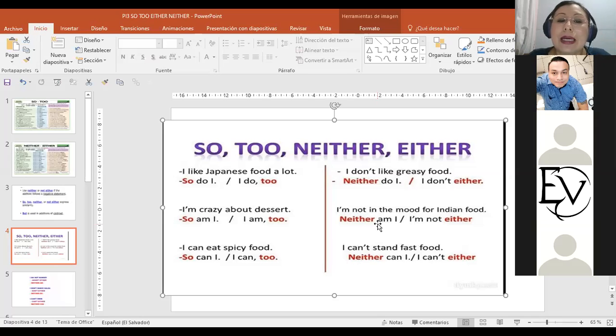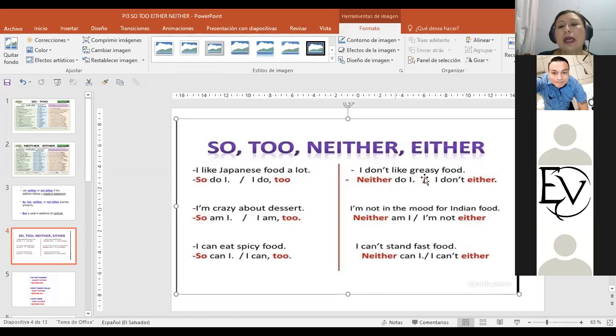Vamos a trabajar en parejas. Una de las personas del par va a decir una oración afirmativa y su compañero le va a secundar con so do I o I do too, ¿verdad? Lo puede hacer largo también. Luego la persona que secunda la primera idea dice la siguiente oración que va a ser negativa y la persona que dijo la primera oración afirmativa secunda la oración negativa. No sé si me doy a entender.